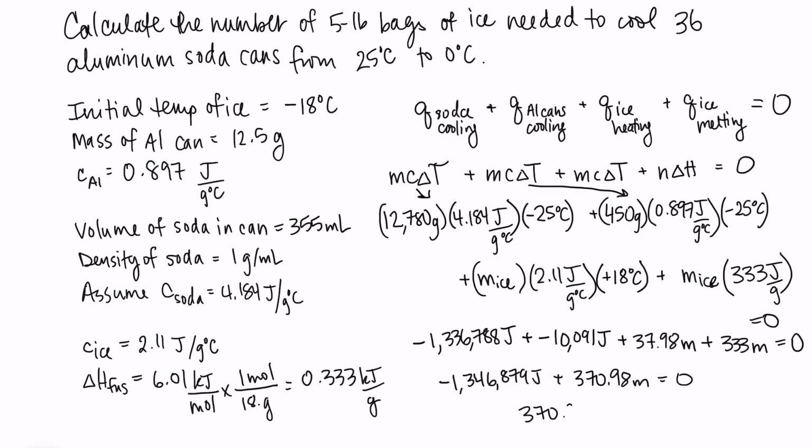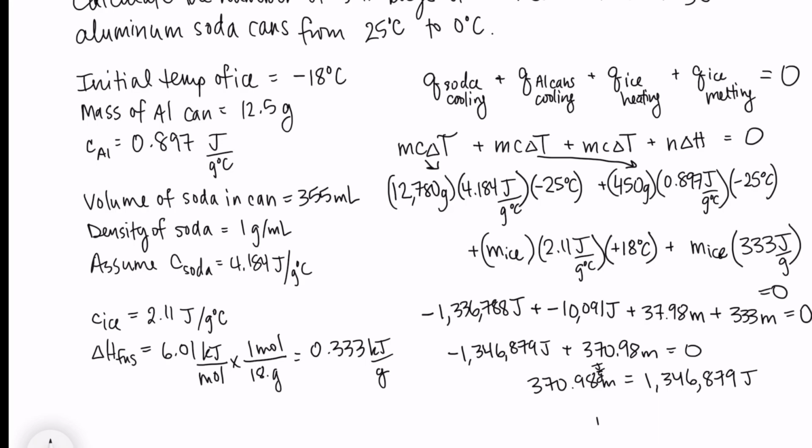So arranging it to the other side, 370.98 M equals positive 1,346,879. These are joules per gram. So my units are going to work out just fine. And now I'm going to divide both sides by 370.98. And my mass is going to be 3,630 grams.